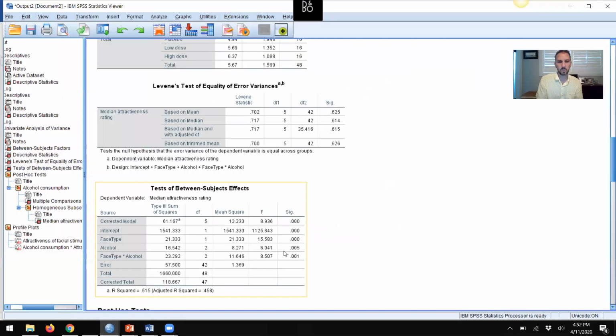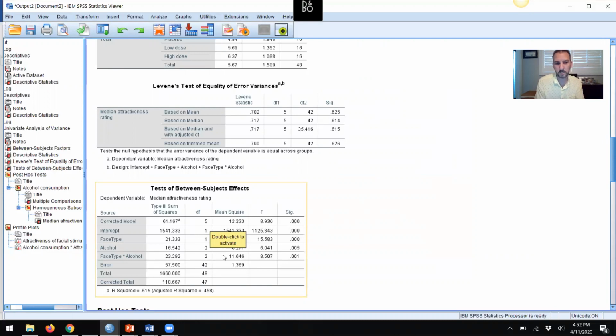And here, you come back to this here, and you find this line, and you report the degrees of freedom on this line, and then the error degrees of freedom. You always refer to the error degrees of freedom. So if I were to report the corrected model f-test, I'd report it as 542. If I was reporting the face type, I report it as 142. Alcohol, 242. Again, I keep referencing what is the number on this line, and then the second number, the DF2, is always the error degree of freedom.